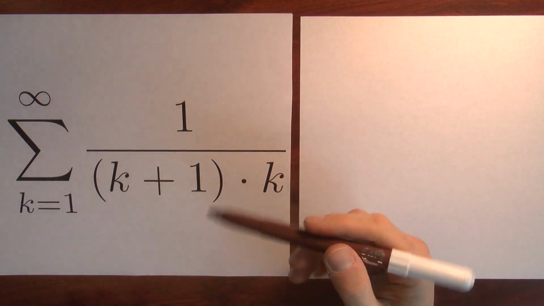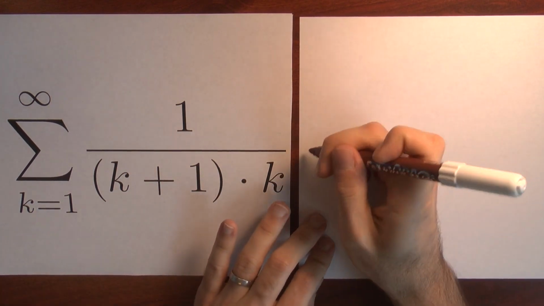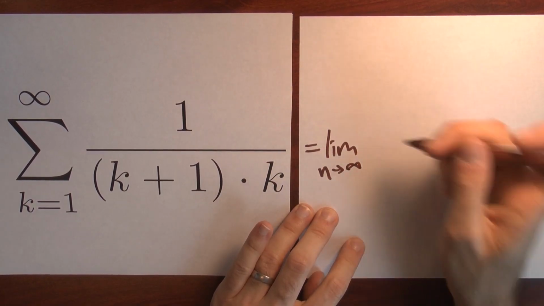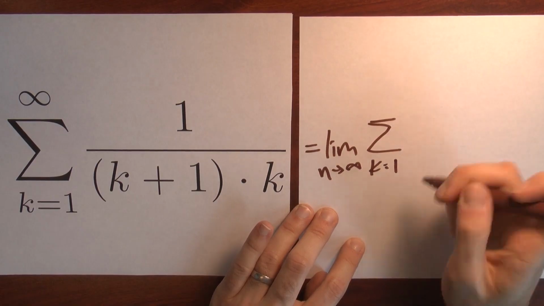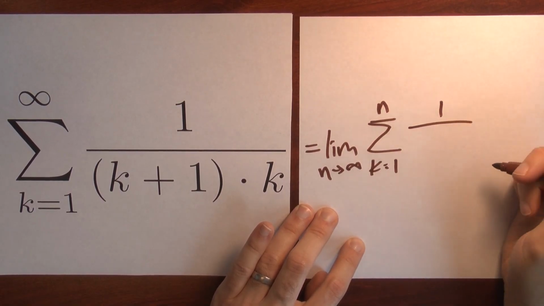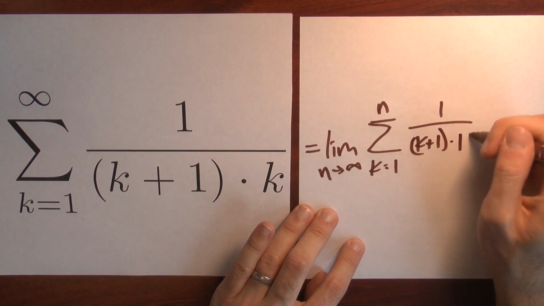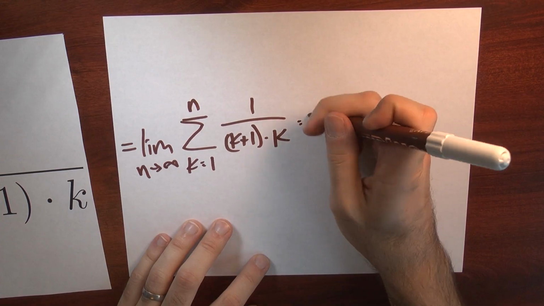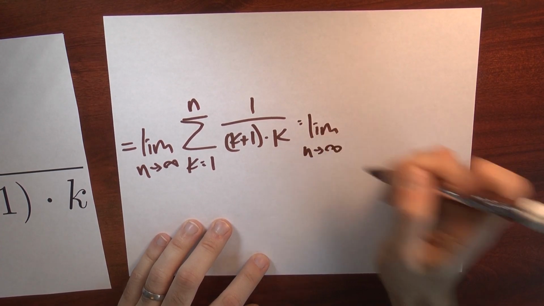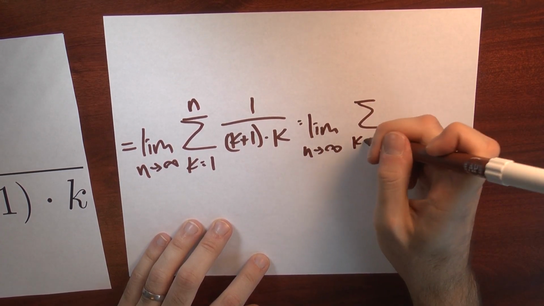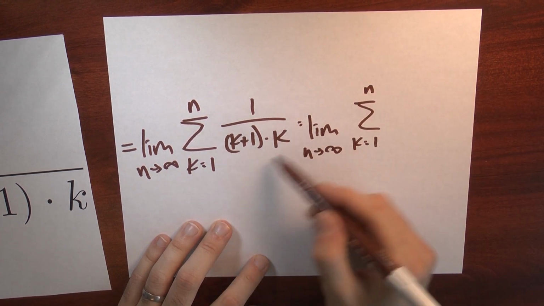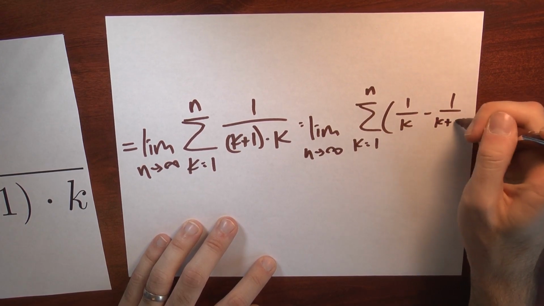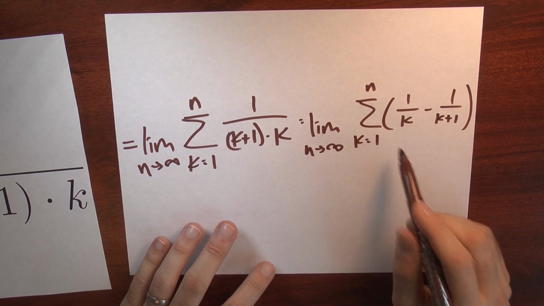This is the original series that I want to compute the value of, and this is by definition equal to the limit as n approaches infinity of the sum k goes from 1 to n of 1 over k plus 1 times k. We can compute this limit. Well, this limit is the limit as n approaches infinity of the sum k goes from 1 to n. And instead of writing this, I'll write 1 over k minus 1 over k plus 1. And this will be a much better way to write it, right?